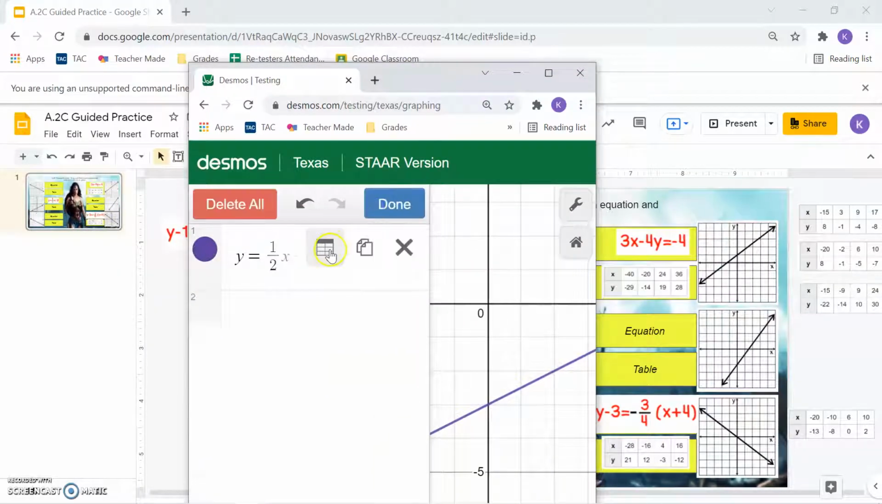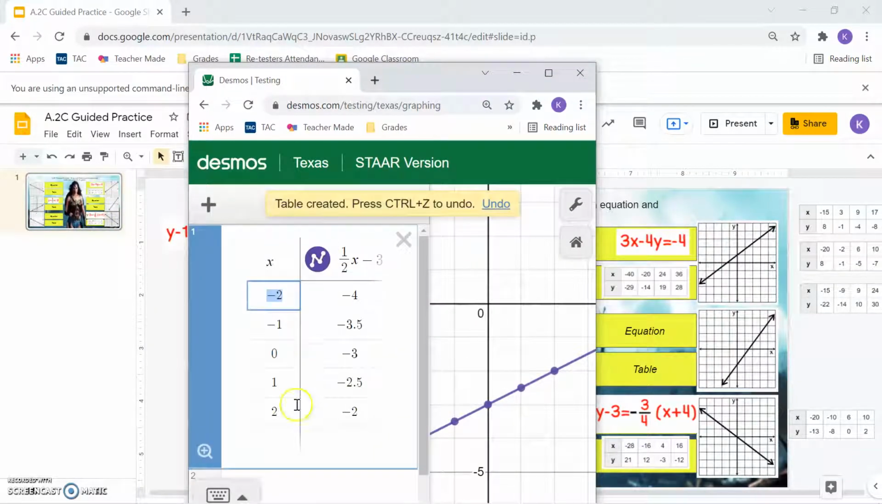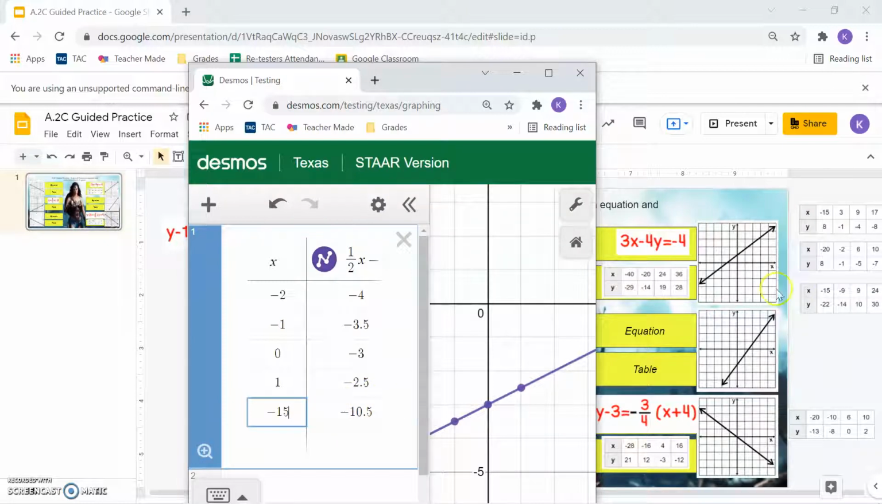So I'm going to click here, convert to table. I go to the very last one and I start typing in numbers. So I have negative 15, negative 10.5. And so it is not these two because they're both negative 15. How about negative 20? Negative 20 is negative 13. See how it's not this one, but look at this one. So far so good.